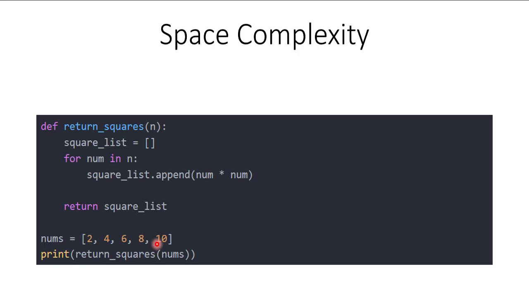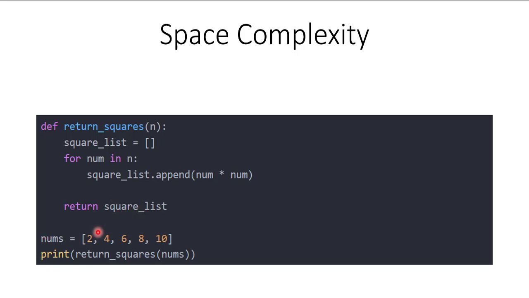In space complexity, we generally find the number of spaces we need to allocate in memory during the execution of the program. For this, let's have a look at the following example. In this script, the function returns squares: it accepts a list of integers and returns a list with the corresponding squares of those integers, right?